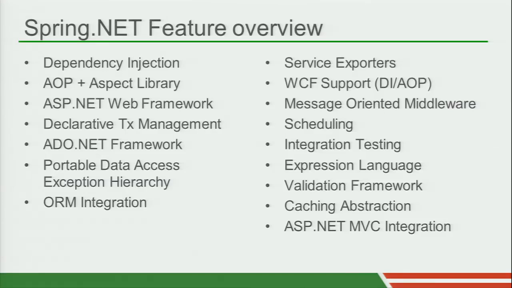The Spring Framework for .NET also has ORM, Object Relational Mapper integration. The same kind of support that you're used to in Spring Java for Hibernate, we offer in Spring.NET for NHibernate.